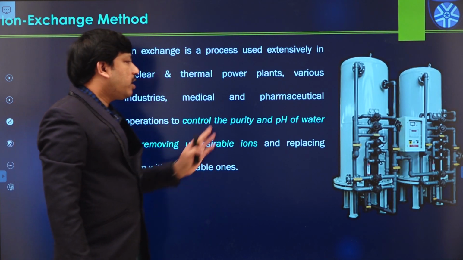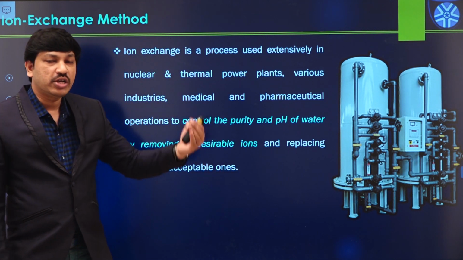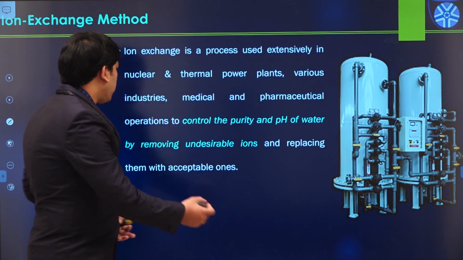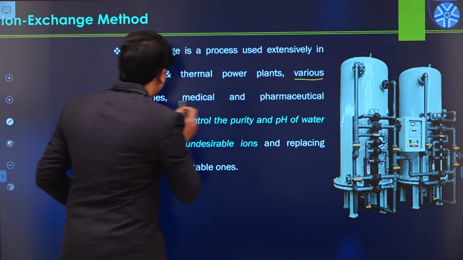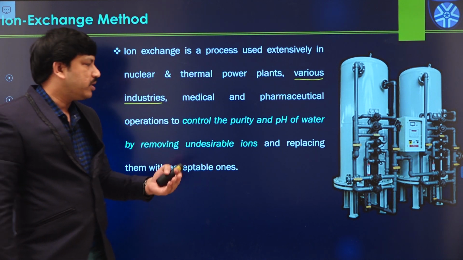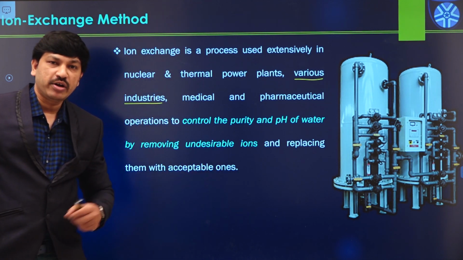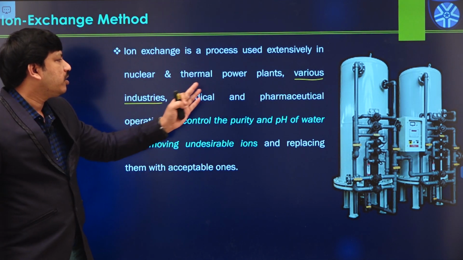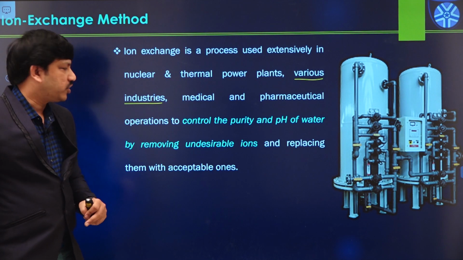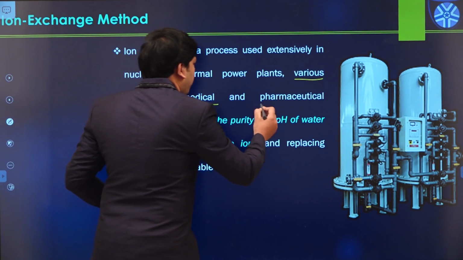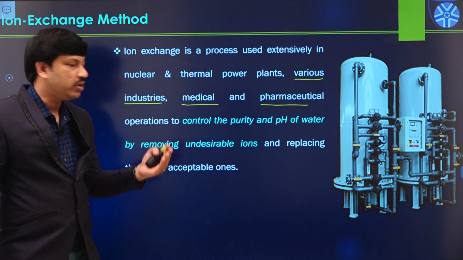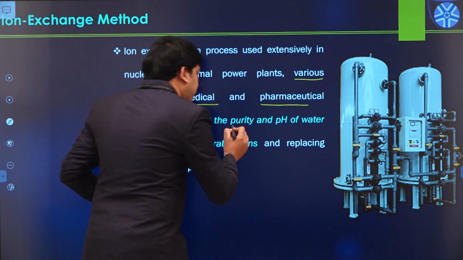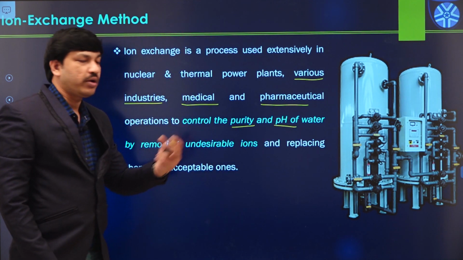Okay, so generally this ion exchange method is extensively used in various nuclear power plants, thermal power plants, or even various industries like the paper industry, pulp industry, oil industry, petroleum industry, polymer industry, and various chemical industries. Normally they follow the ion exchange method. Even some medical and pharmaceutical industries also use this method in order to purify the water and to control the purity and pH of the water sample.